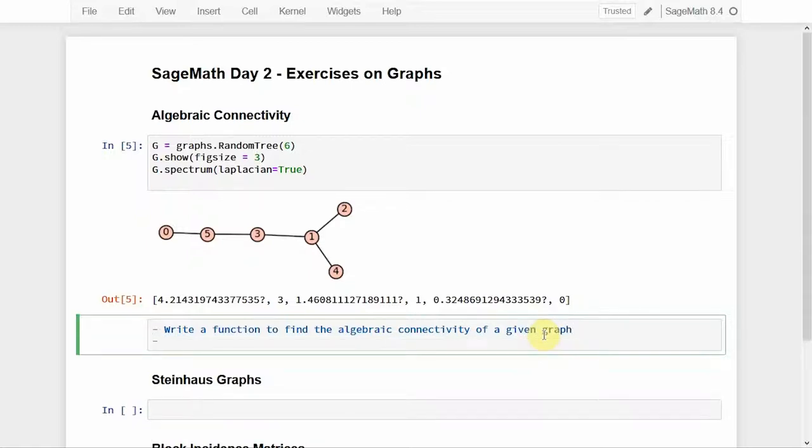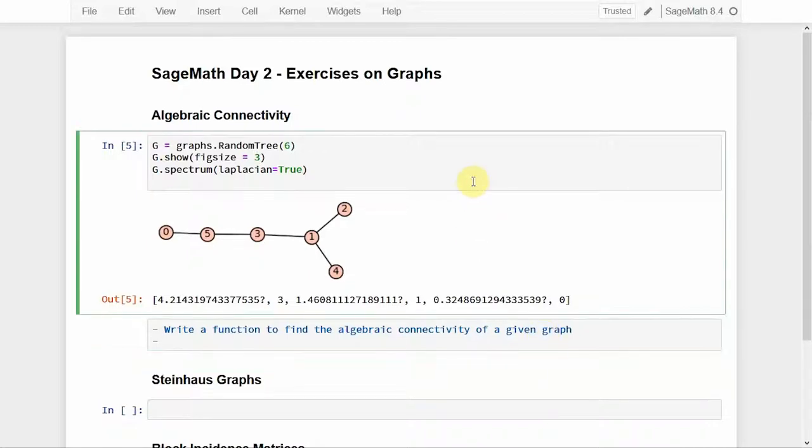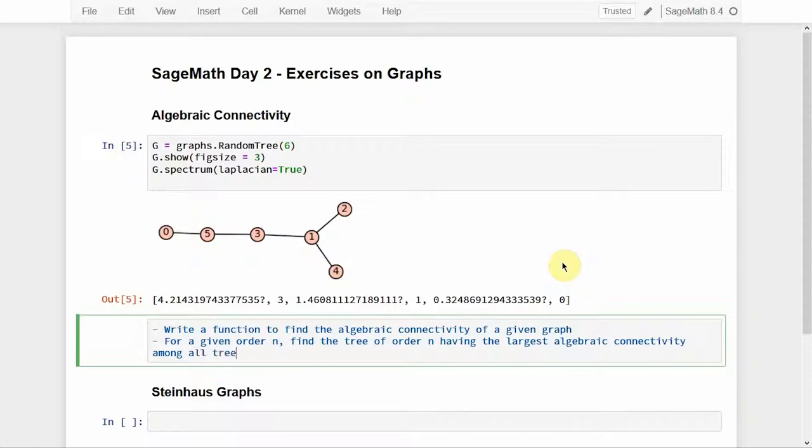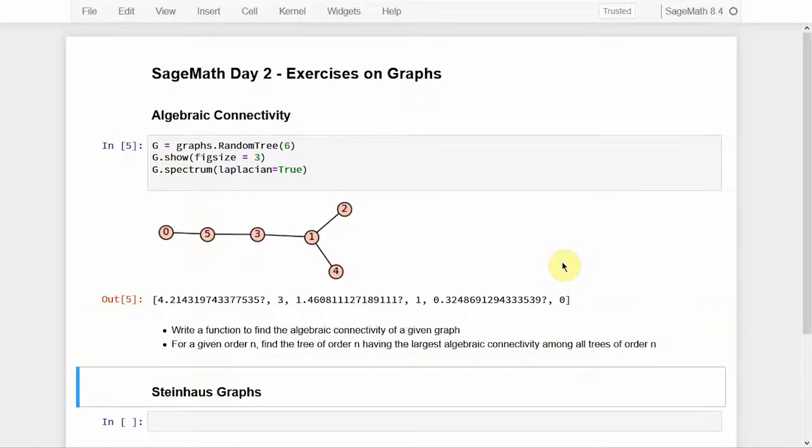Okay. Then suppose you are given a particular order n. Find the tree of order n having the largest algebraic connectivity among all trees of order n. Is that clear?